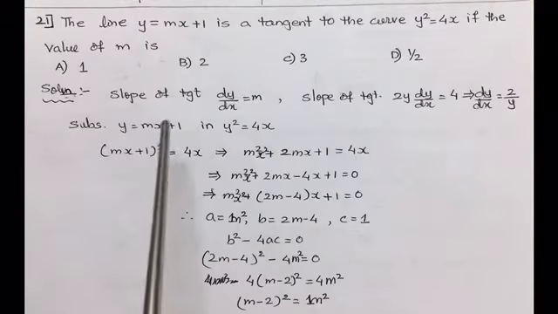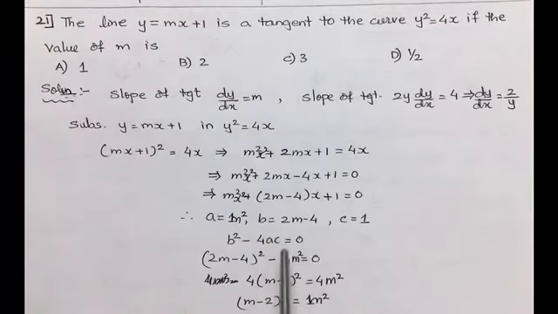Now as the line is a tangent, the discriminant value will be equal to 0. So taking a equal to m square, b equal to 2m minus 4 and c equal to 1, D becomes equal to 0, that is b square minus 4ac equal to 0. Putting the values in that, we get (2m minus 4) whole square minus 4m square equal to 0.